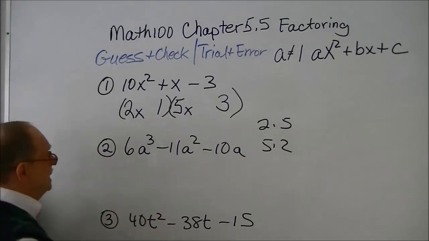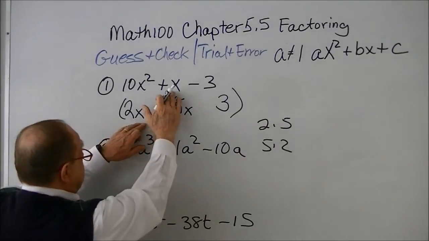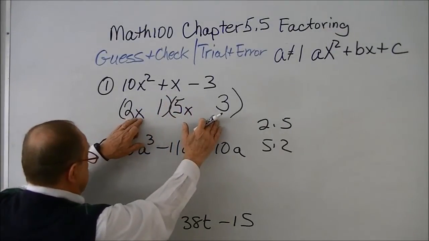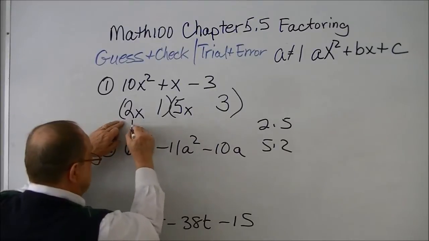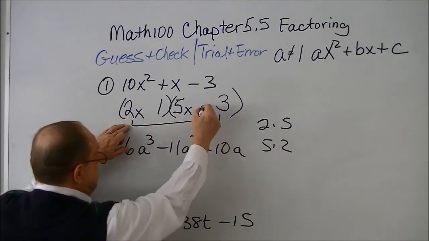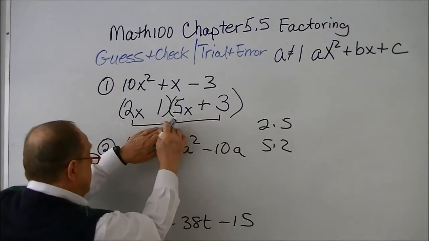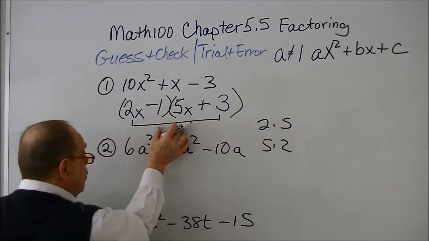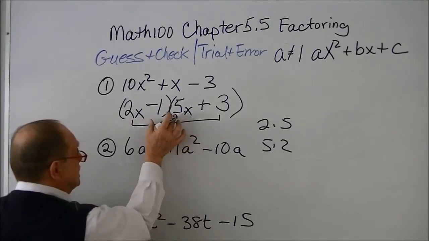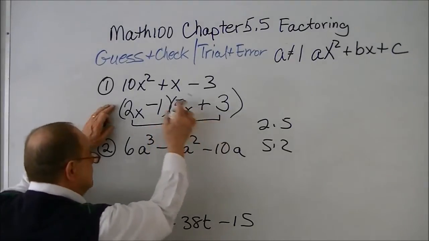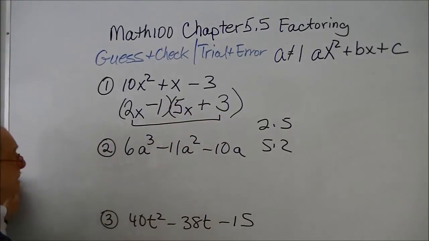So what will my signs be? Well, this is a positive 1 here. So the outers will give me a positive 6x, my inners a negative 5x, I'm sorry, a negative 5. When I add them together, I get a positive 1. Okay. And then you FOIL it to check. And that one looks good.